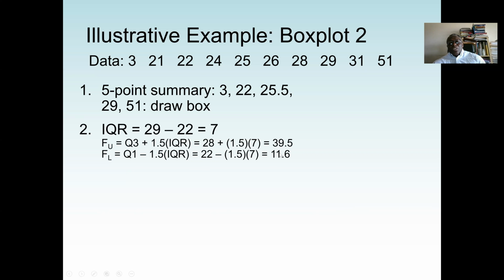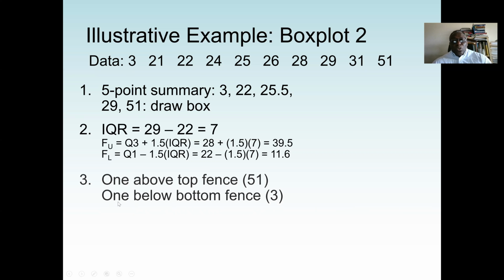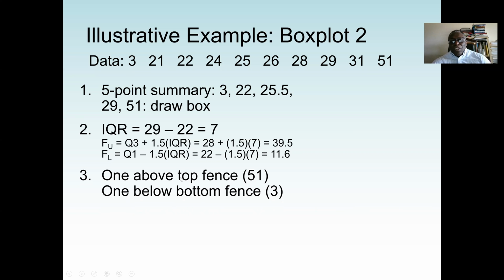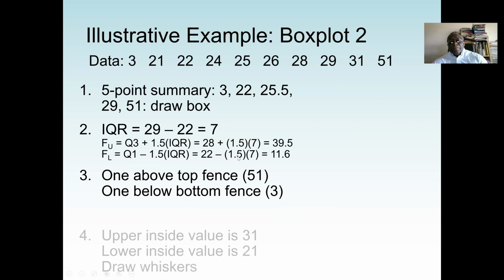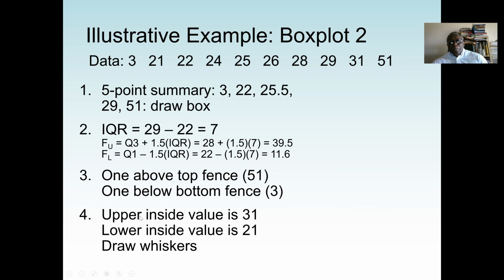So 11.6, 3 is here. So we're going to get the outlier. We see that we have one above the top fence, which is 51, and also one below the bottom fence, which is 3. 3 is way less than 11.6, so we have an outlier. The upper inside value is 31, and the lower inside value is 21.